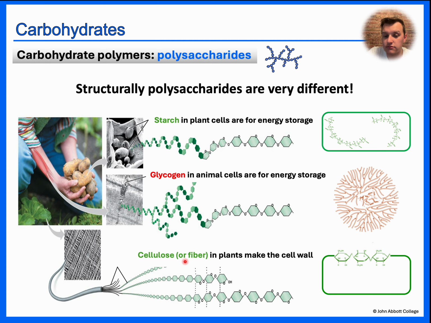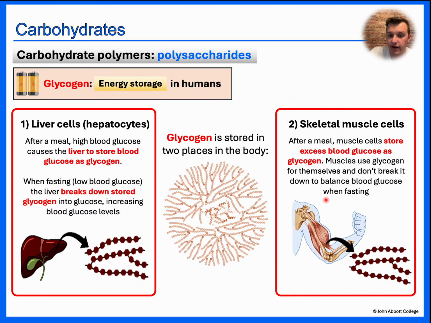Cellulose, or fiber, in plants makes up the cell wall. Here you see a plant cell and around it is the wall. On the outside of it, I have this thick, very linear layer of cellulose or fiber. This makes up the protection of the cell. That's cellulose. When we eat plants, we eat the cellulose and we eat the starch. So I'm going to go through each of these one by one. The first one we talked about was glycogen. I said that is energy storage in humans.